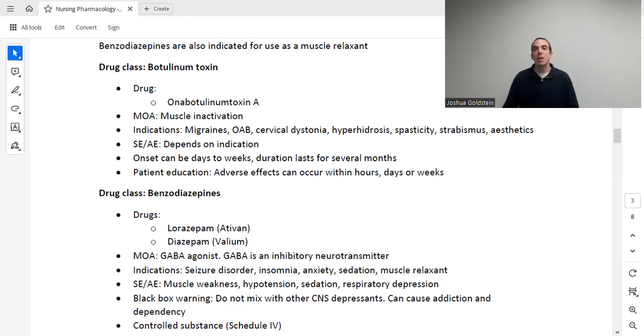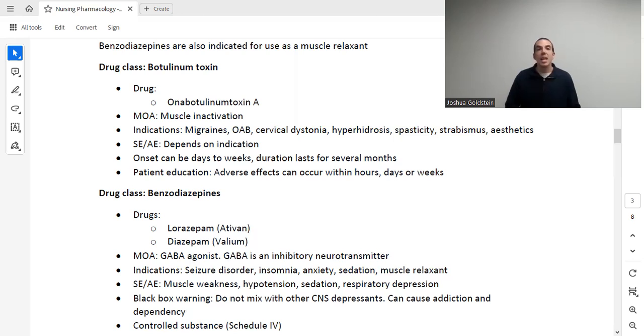The adverse effects depend completely on where you're giving it and what you're giving it for. Do educate your patient that the effects of the medication, as well as the adverse effects of the medication, can have an onset from days to weeks, even months. So if a patient comes in several months after Botox, they can still be developing the adverse effects of that medication.